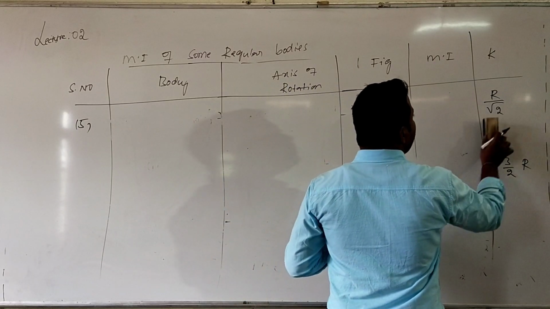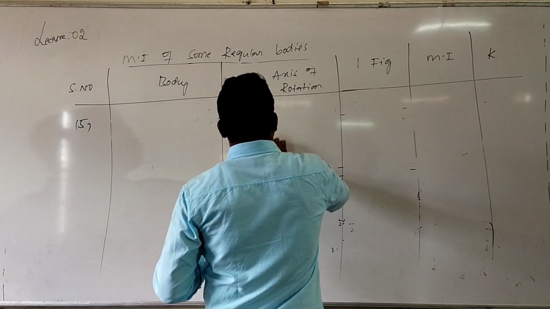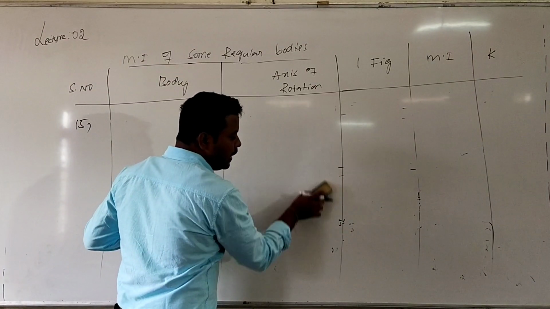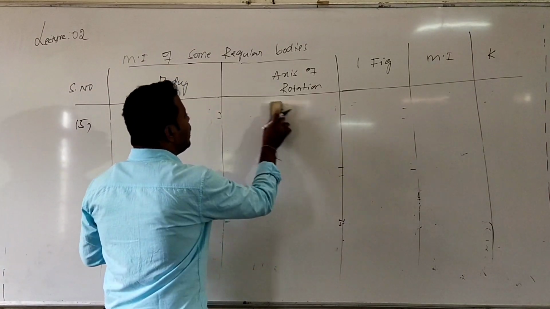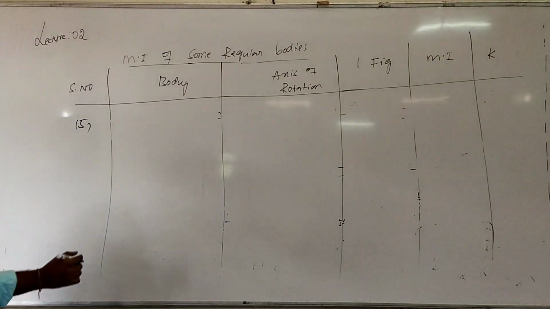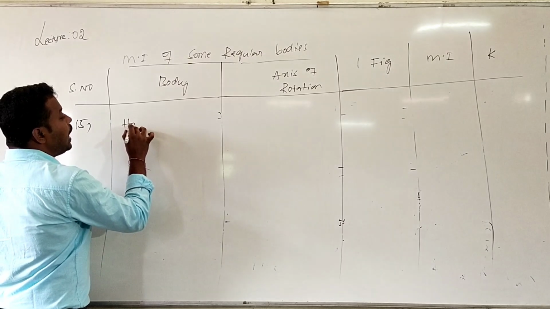Applications of parallel axis theorem and perpendicular axis theorem are very important. When you know the moment of inertia about one axis, to calculate the moment of inertia about another axis, you will use either the parallel axis theorem or the perpendicular axis theorem.